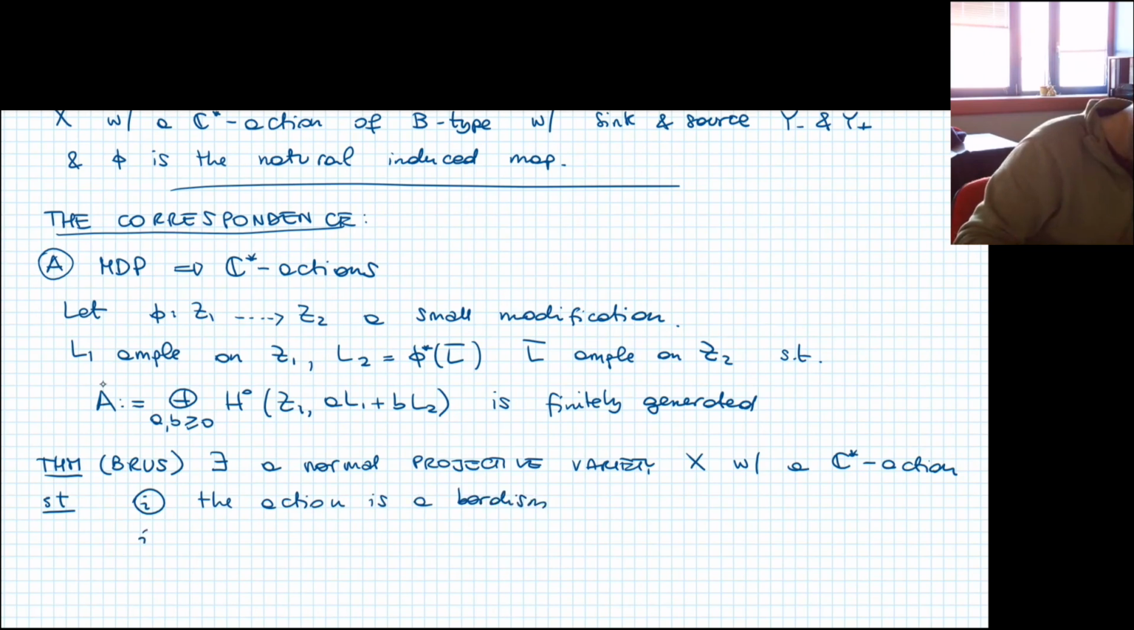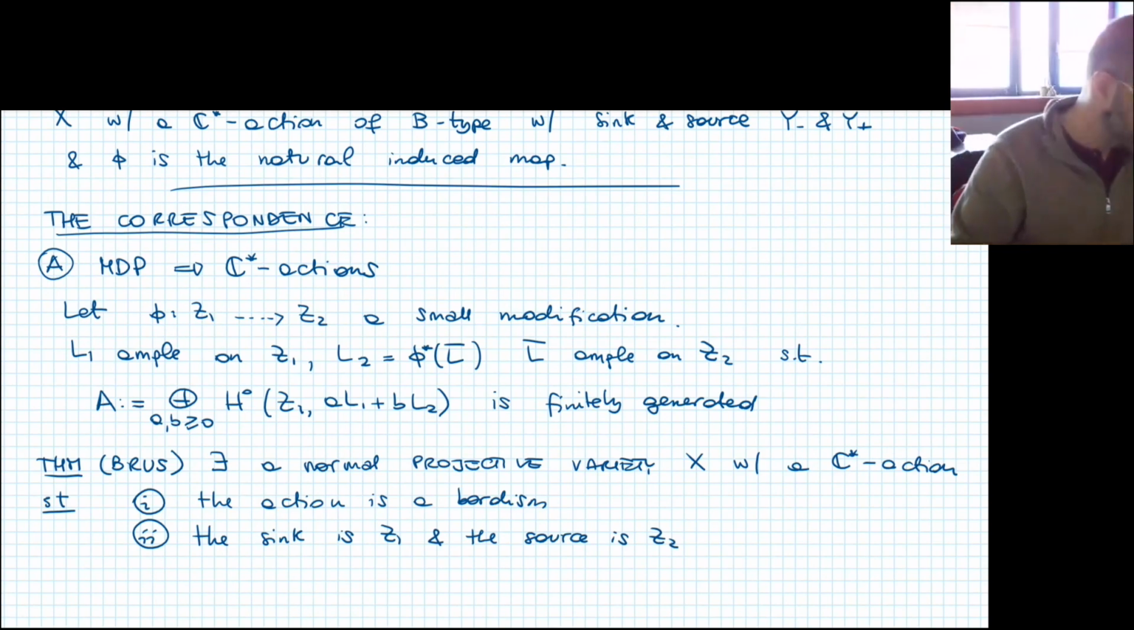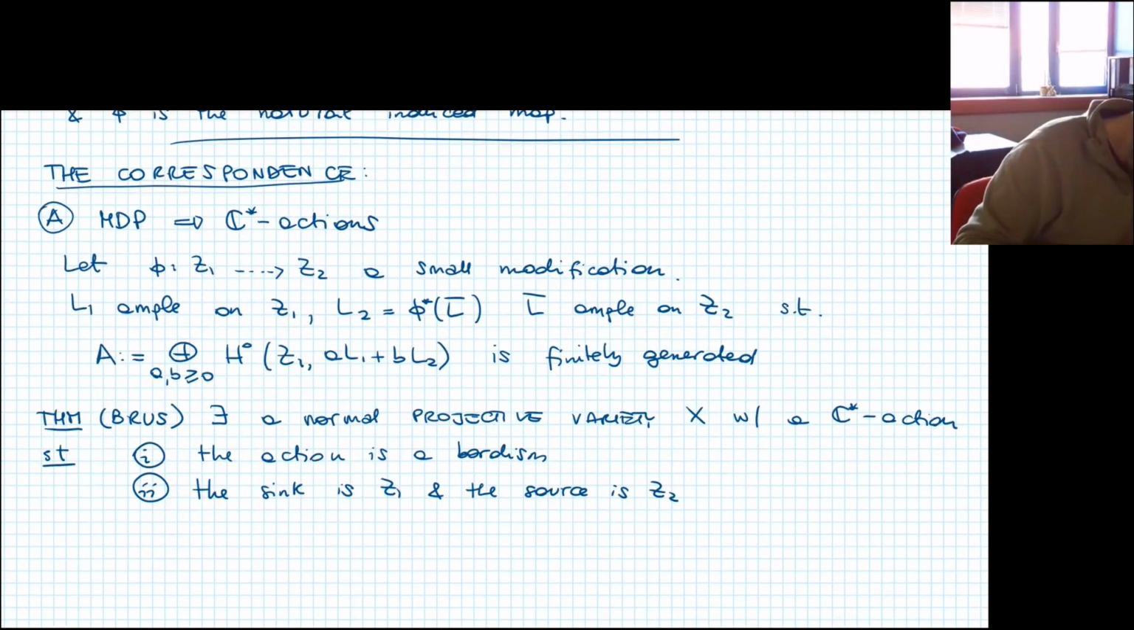Second, the sink is Z1 and the source is Z2. So the two things are the same. And third, this is a geometric realization. So phi coincides with psi.